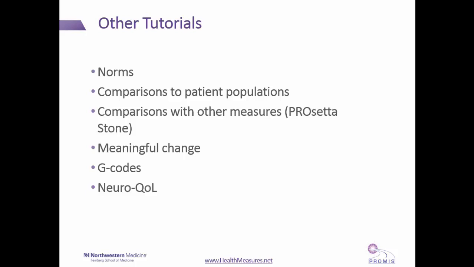In other tutorials, I will cover additional topics, including norms, comparisons with specific patient populations, comparing PROMIS scores to other measure scores, the Rosetta Stone project, meaningful change in PROMIS scores, G-codes, and Neuro-QoL.